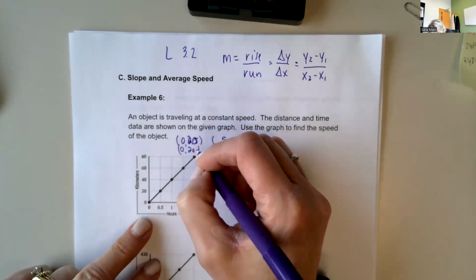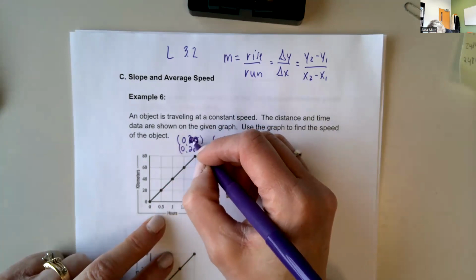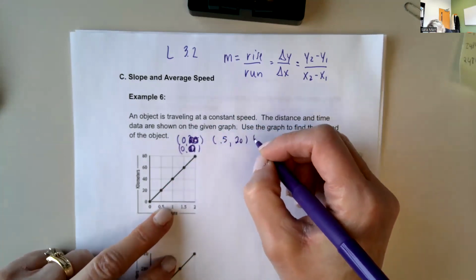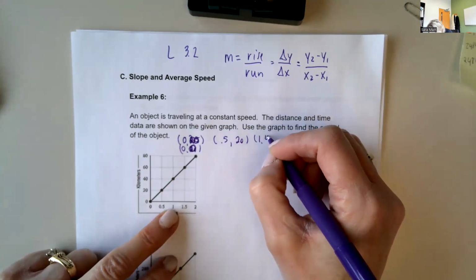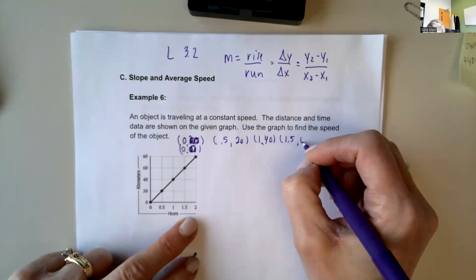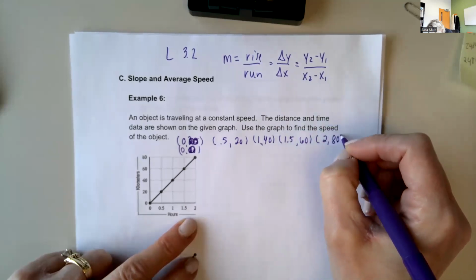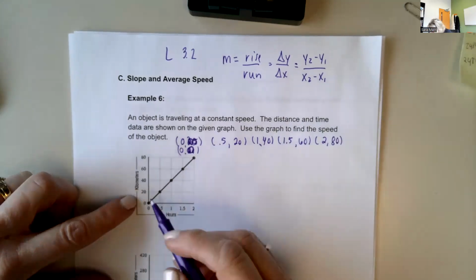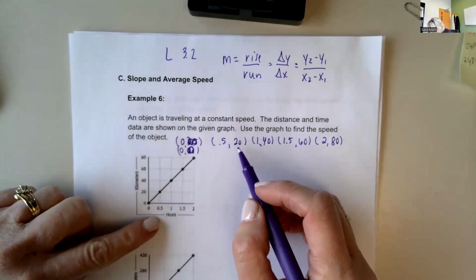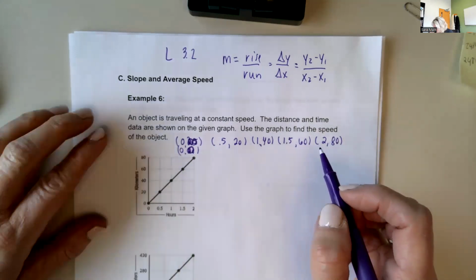That's 0, 0. Sorry, that's 0.5, 20. That's 1, comma 40. That's 1.5, comma 60. And that's 2, comma 80. So this is the hours versus kilometers. So it takes 0.5 hours. They can travel 20 kilometers. In 2 hours, they can travel 80 kilometers.